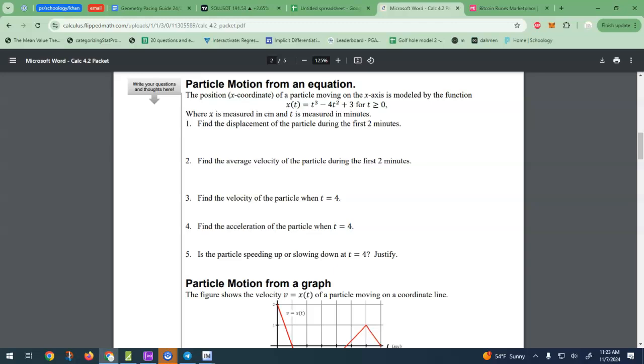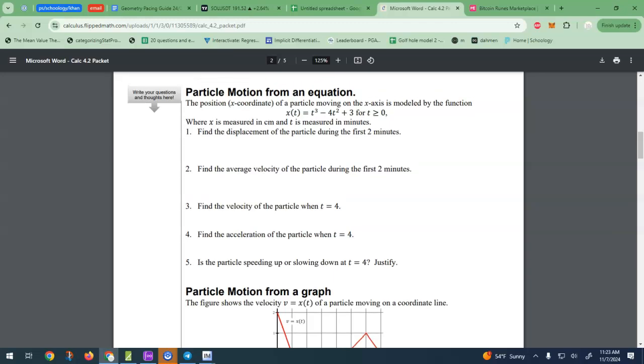Alright, acceleration when t equals 4, so now we have to take the derivative again. So the derivative of velocity. So 6t minus 8. And then if you plug in 4, so 6 times 4 minus 8, that would also be 16 centimeters. That's acceleration, so it's squared. Per minute squared.